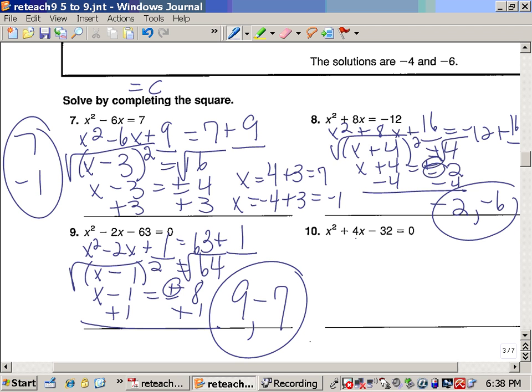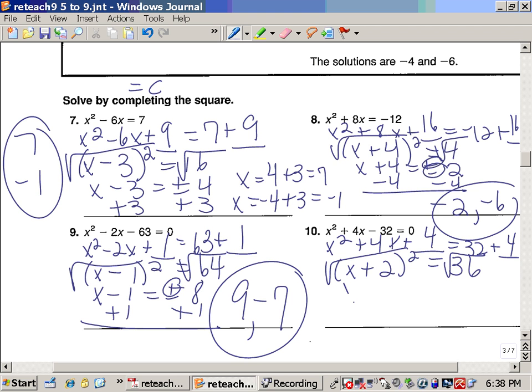Okay, number 10, move the 32 to the other side. Half of 4 is 2, and 2 squared is 4. 32 and 4 is 36. Take the square root of each side, and x plus 2 is positive and negative 6.